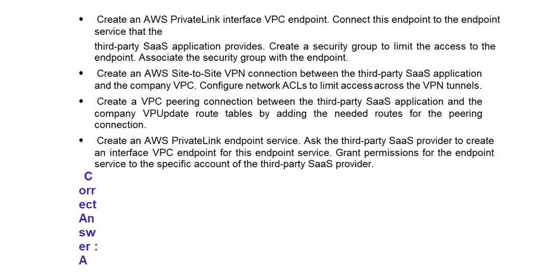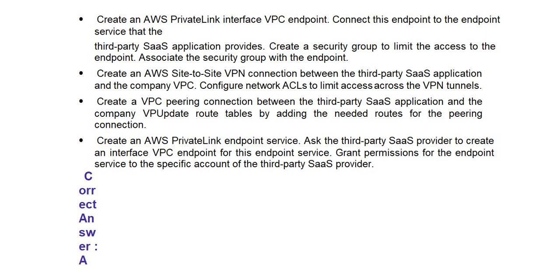Option C, create a VPC peering connection between the third-party SaaS application and the company VPC. Update route tables by adding the needed routes for the peering connection. Option D, create an AWS PrivateLink endpoint service. Ask the third-party SaaS provider to create an interface VPC endpoint for this endpoint service. Grant permissions for the endpoint service to the specific account of the third-party SaaS provider.